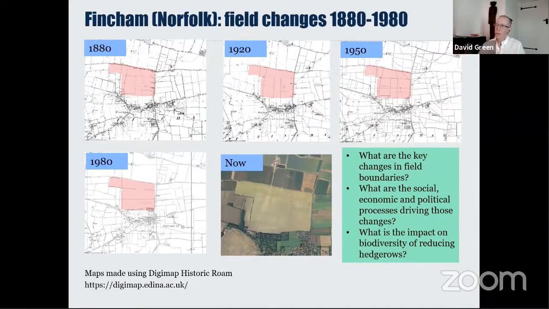If we wanted to, you could use the GIS function in Edina to map the number of hedgerows based on the field boundaries. But we're not going to do that today, but it's something that a student might possibly do.